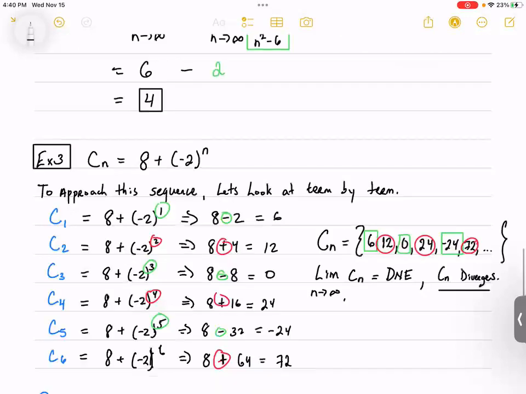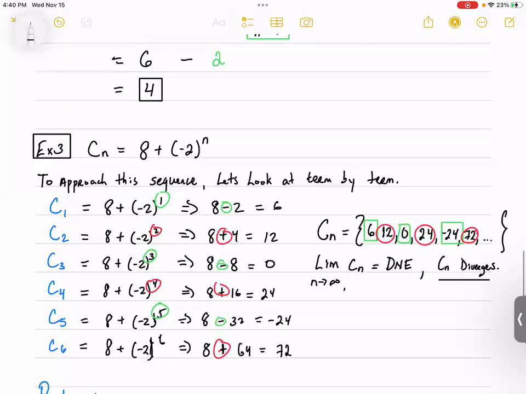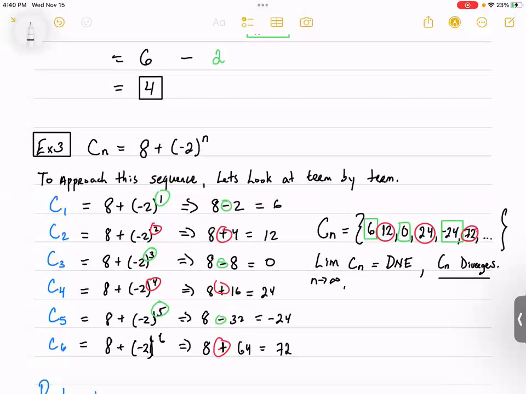it makes our solution stronger, essentially. This was an example where I couldn't necessarily compute the limit here.